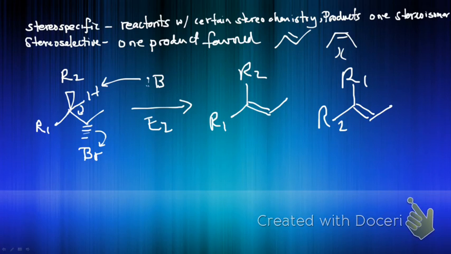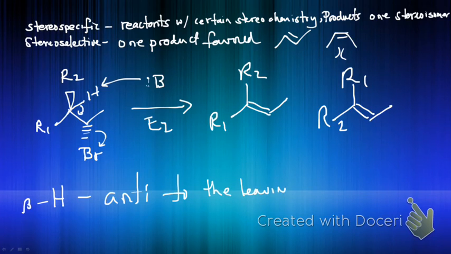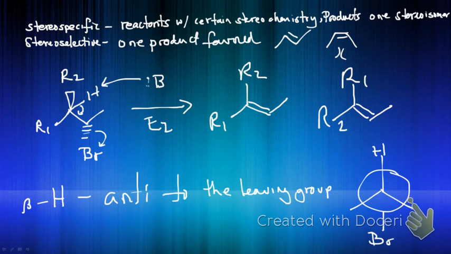So one of the key features of E2 reactions is that the hydrogen, the beta hydrogen that is eliminated, needs to be anti to the leaving group. Now, just to review really quickly, anti means if you do the Newman projection, the beta hydrogen has to be anti to the leaving group.